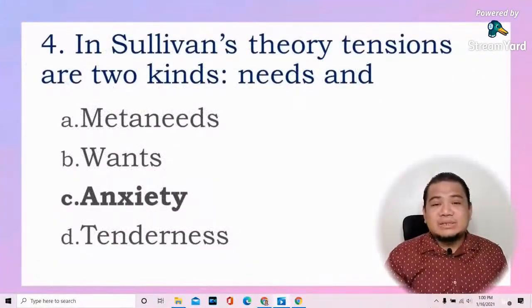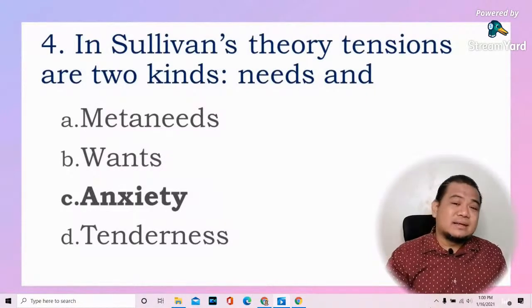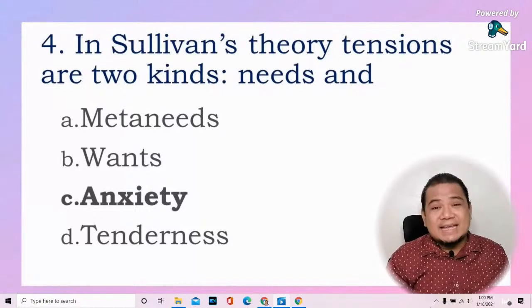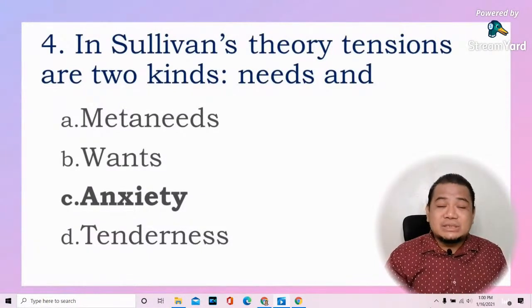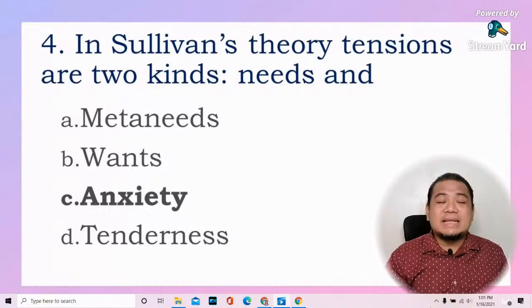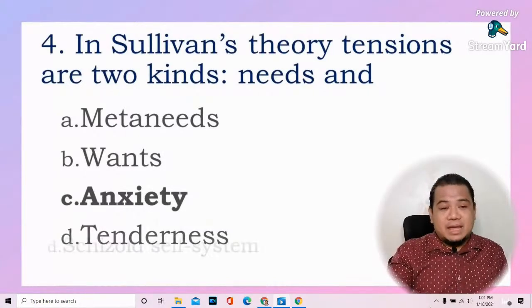Number 4. In Sullivan's theory, tensions are of two kinds, needs and the answer is anxiety. Sullivan recognized two types of tension. These are needs and anxiety. Needs usually result in productive action, whereas anxiety leads to non-productive or disintegrative behavior.